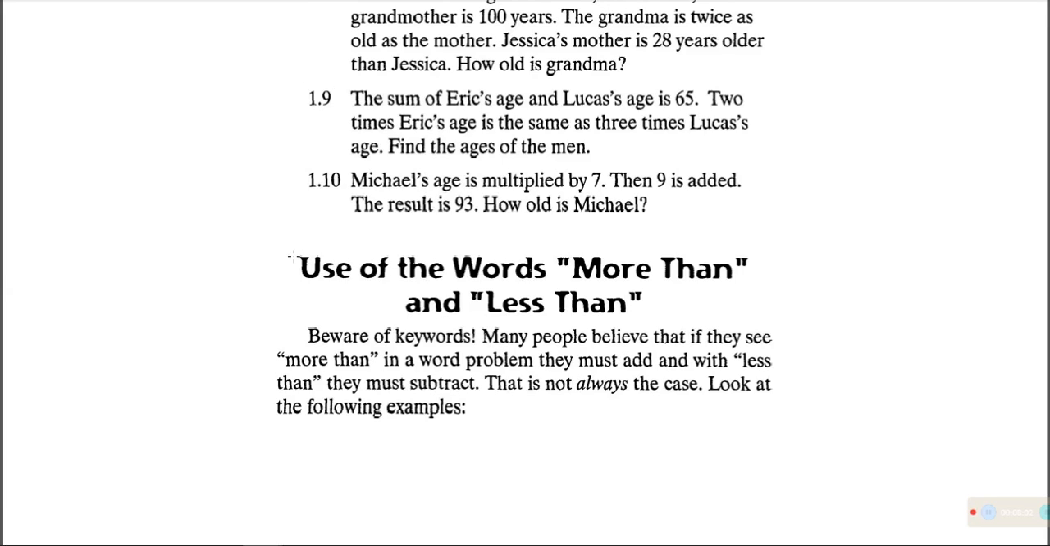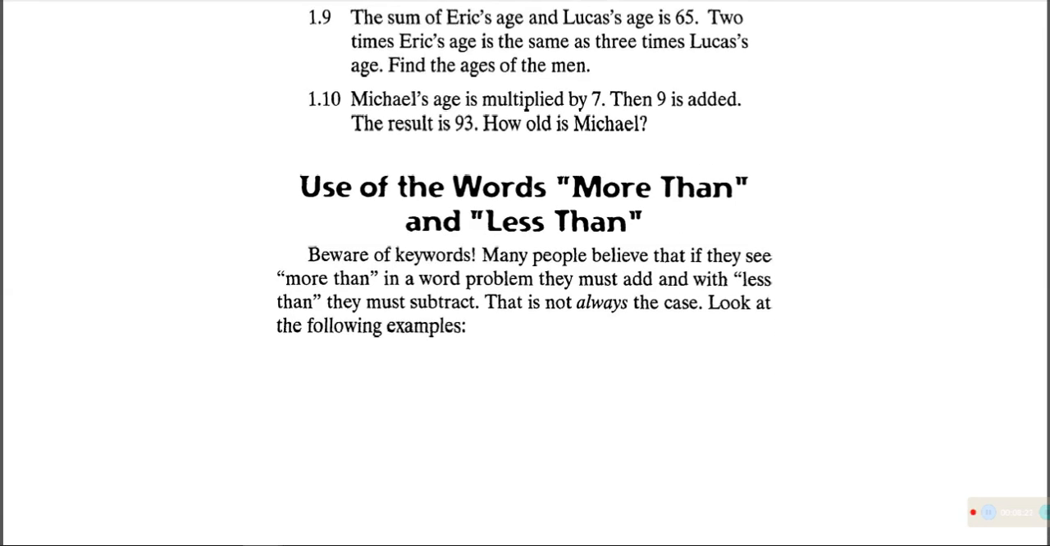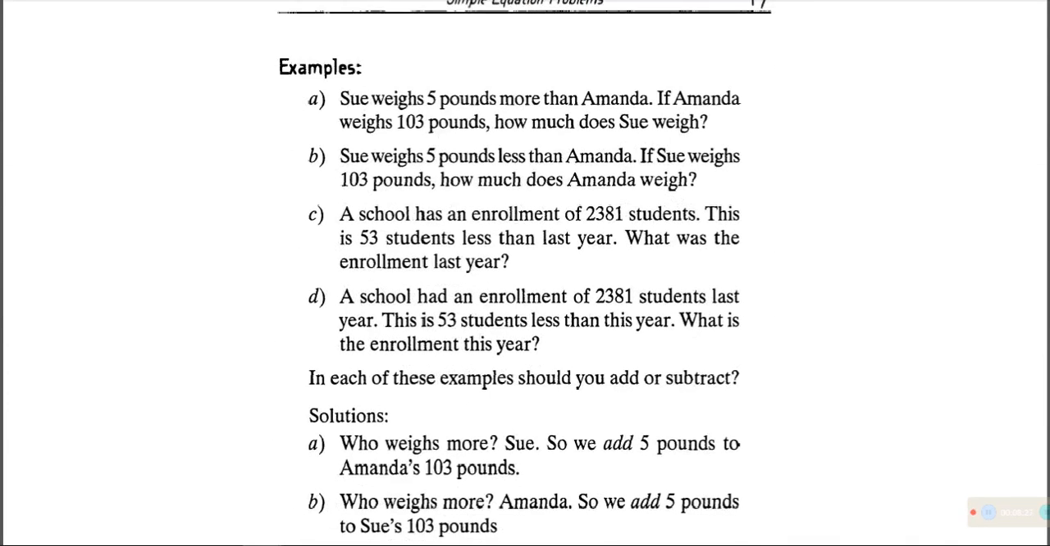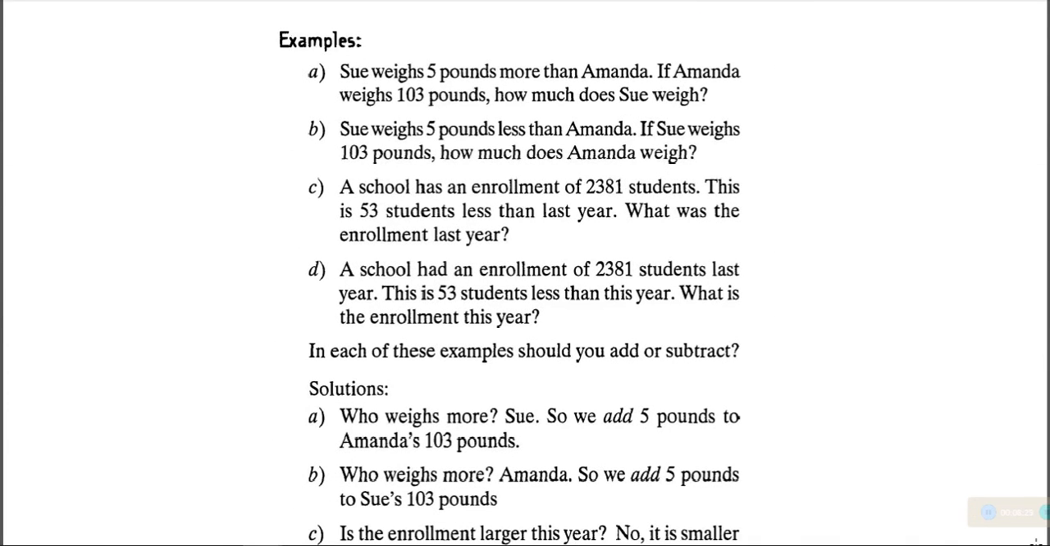Now, we are going to study about the use of the words more than and less than. So beware of these keywords. Many people believe that if they see more than in a word problem, they must add, and with less than, they must subtract. That is not always the case. So meron tayong mga keywords. And also, you have to have good analytical skills when dealing with less than and greater than problems. So, meron tayong mga example dito.